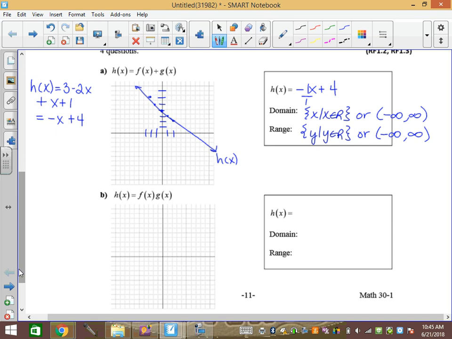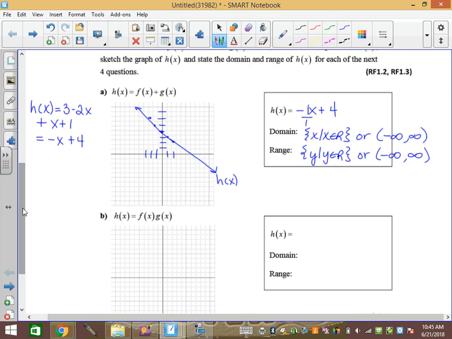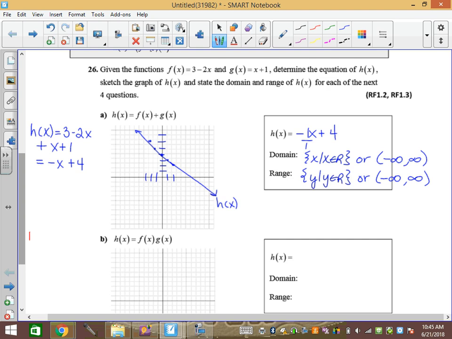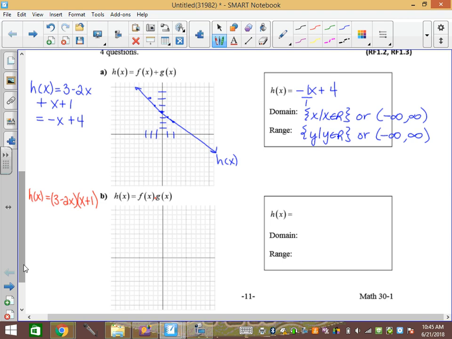Now our next one is h of x equals f of x times g of x. So we're going to do h of x equals f of x, which is 3 minus 2x, times g of x, which is x plus 1. Remember closed dots? There could be a closed dot between here too. Closed dots mean multiplication. Open dots mean composition.